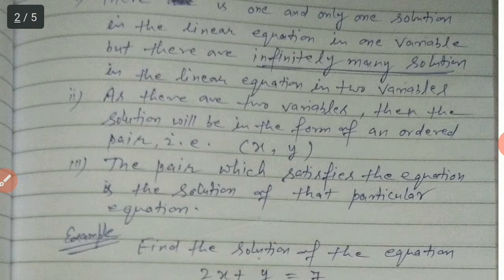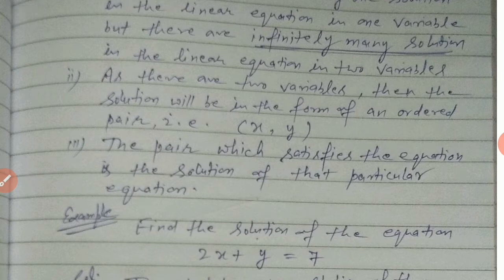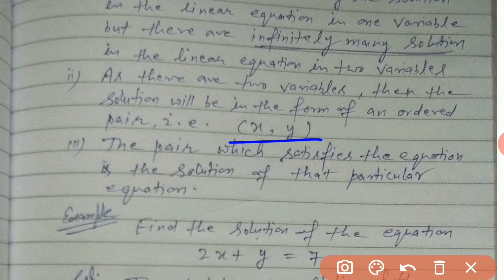As there are two variables, the solution will be in the form of an ordered pair, that is x, y. The pair which satisfies the equation is the solution of that particular equation.